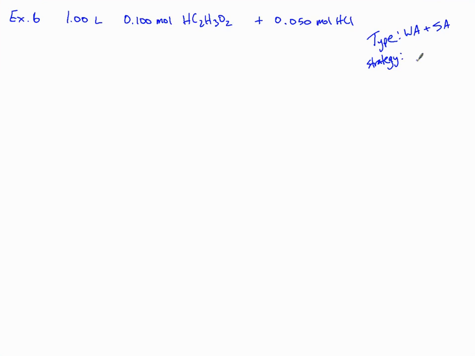So the strategy here, we're going to want to use an ICE box, and the strong acid is going to present a common ion. So those are some things to think about as we get into this example. Eventually, we're going to find the concentration of all species. We're going to find the pH, the pOH, and the percent ionization.